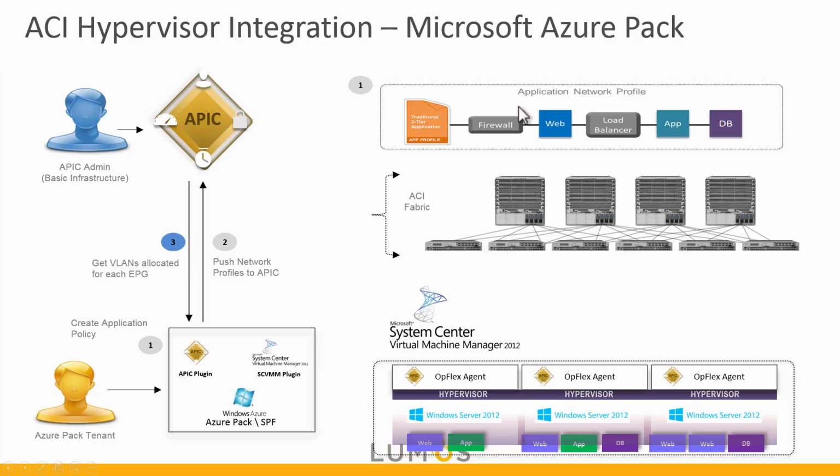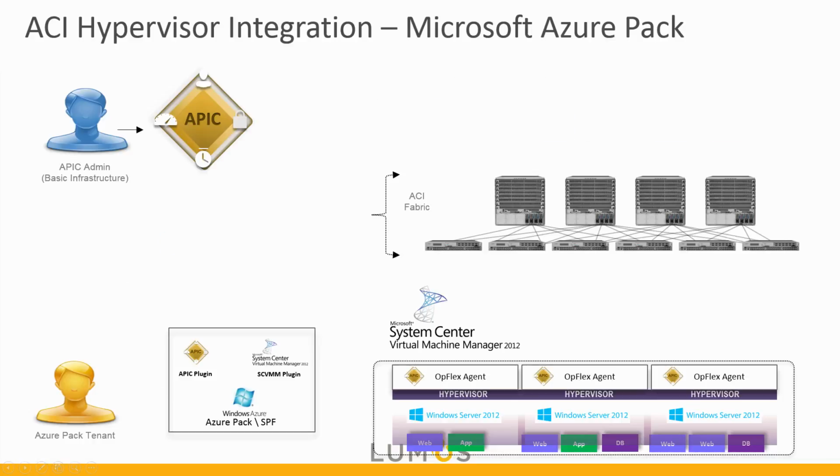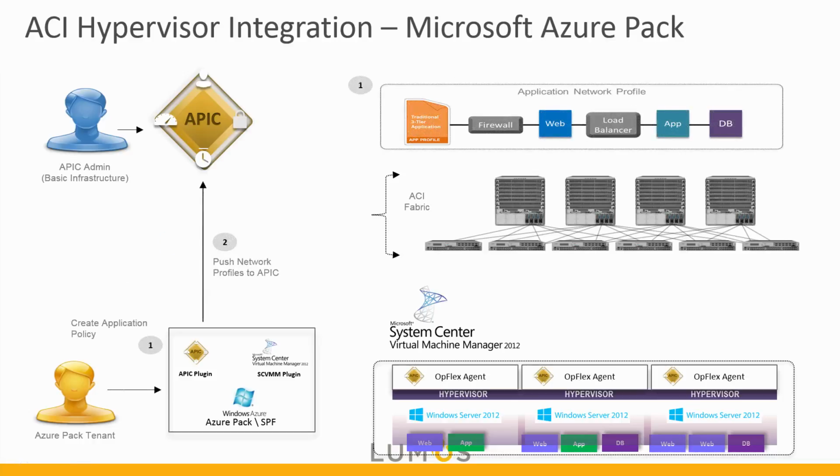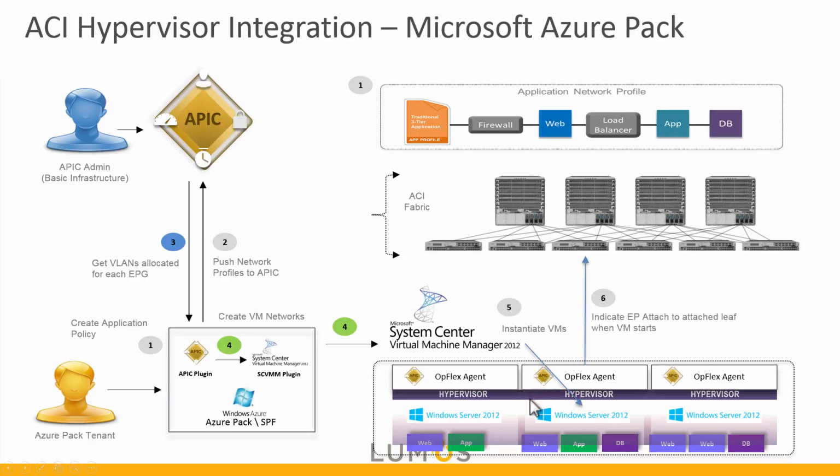and create that application network policy or profile over in the ACI APIC. It will then dynamically get the VLANs that were allocated for each EPG, and those will be pushed into Microsoft System Center to the OpFlex agent to each hypervisor in the distributed switch, and the Azure Pack tenant will instantiate their VMs, and it will automatically indicate the endpoint attached to the leaf, and the APIC will push the policy.